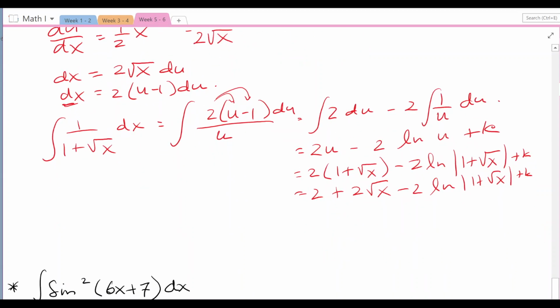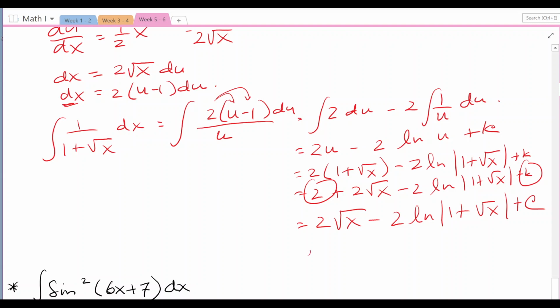So now we can combine this constant and this constant into a new constant that we call capital C. So this is equivalent to 2 square root of x minus 2 ln 1 plus square root of x plus capital C, with capital C equal to 2 plus k. So that's the answer for this particular problem.